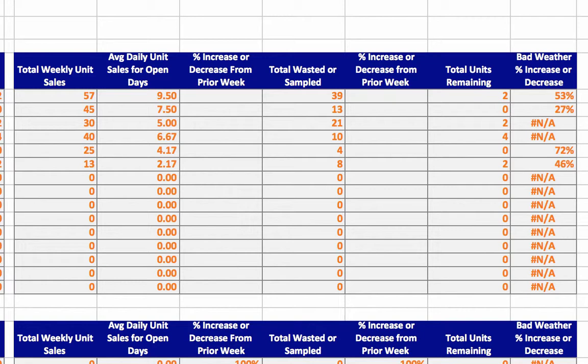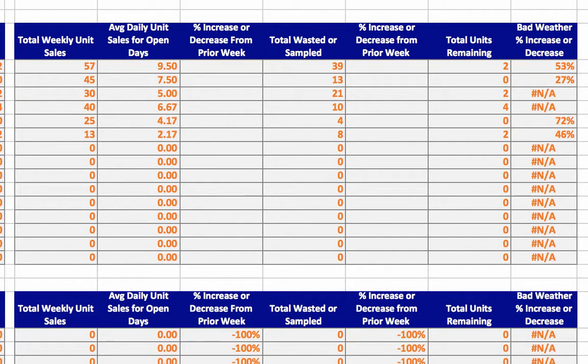The weekly summary gives you your total unit sales for the week by product, as well as your average daily unit sales. Now, for those unit sales, we're only taking into account the days that you're actually open. So, once again, you're not going to be penalized if you've only been open for part of the week, as those days aren't calculated into our average daily sales. You'll also see, starting in week 2, how your weekly unit sales increased or decreased from prior weeks. This way, you can keep an eye on whether something is trending up or down and make adjustments as necessary.